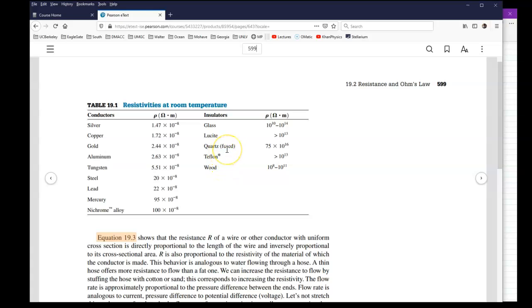Anyway, let me show you an example and tell you how resistivity works. Example 19.2, that's a good example. There are at least 2 problems in the homework that have to do with resistivity. I'm going to go over at least one of them with you in this lecture. So let's go to example 19.2, page 601.